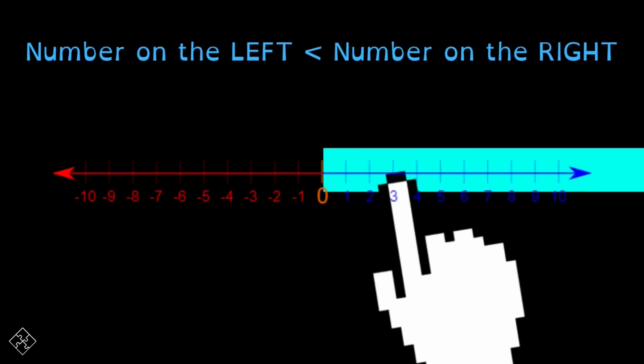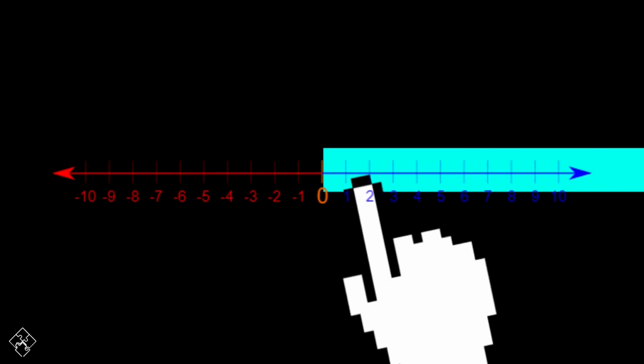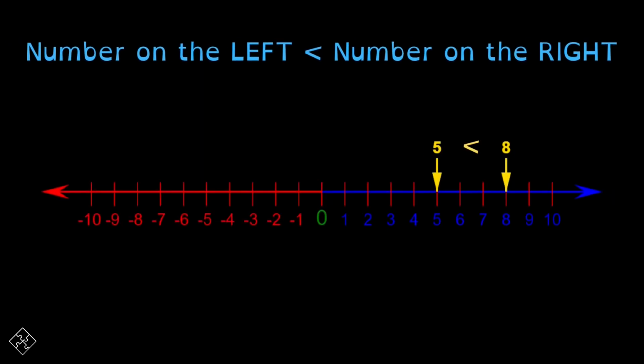Also, a number on the right is greater than a number on the left. 8 is greater than 5. 1 is greater than negative 1. Negative 5 is greater than negative 8.